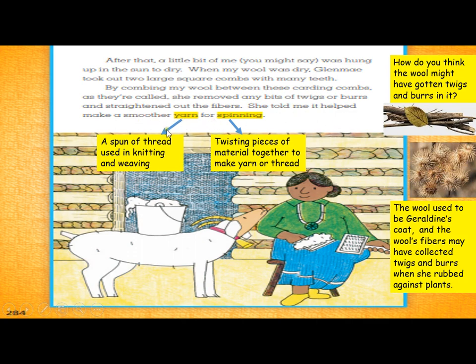So what is a yarn? It is a spun thread used in knitting and weaving. Also spinning, twisting pieces of material together to make a yarn or thread. Alright.